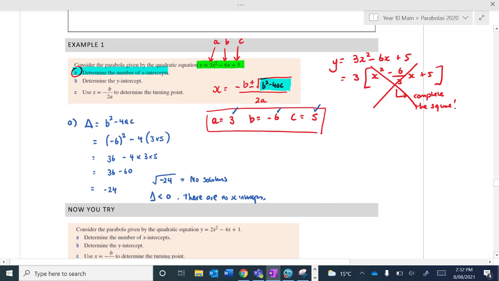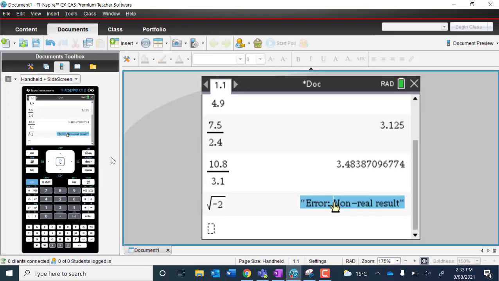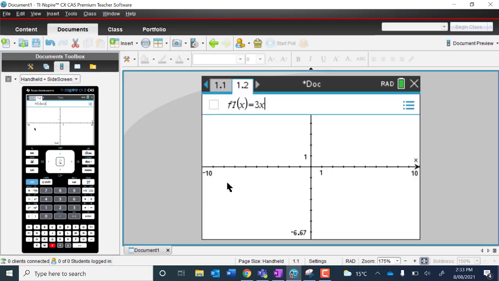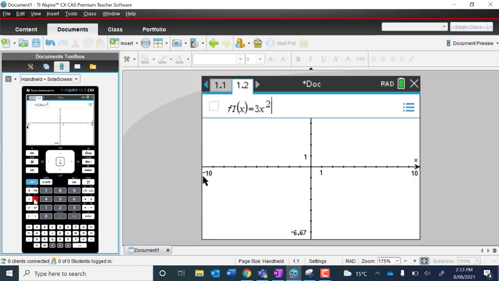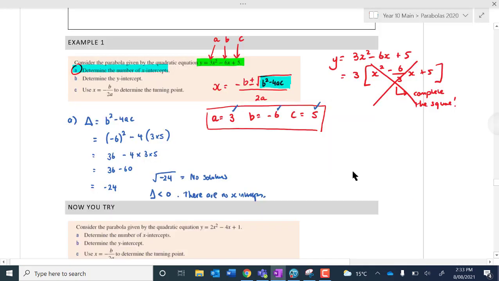And look, if I was to sketch this, if I see 3x squared minus 6x plus 5, if I was to sketch that in my CAS calculator, let's go over here. I've got 3x squared minus 6x and then plus 5. And as you can see, look at that. It doesn't cross the x-axis. You can see there that there's no x-intercepts.